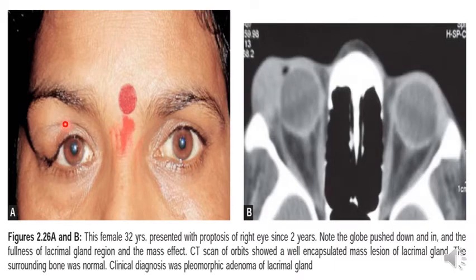See the female, this is a 32-year-old female presenting with proptosis of the right eye, with the lesion here which is pushing the eyeball inwards. See the globe is pushed down and in and there is fullness in the lacrimal gland region. CT shows a well encapsulated mass of the lacrimal gland. See, the surrounding bone was absolutely normal. This is the case of pleomorphic adenoma.